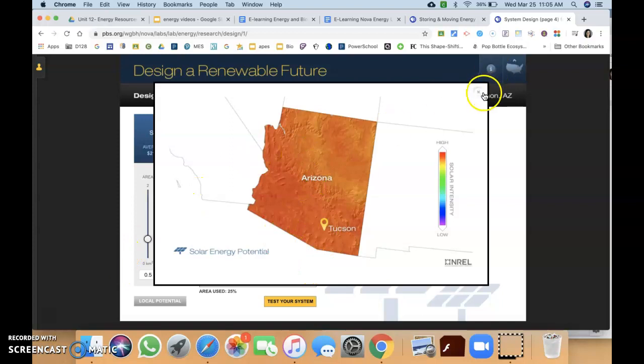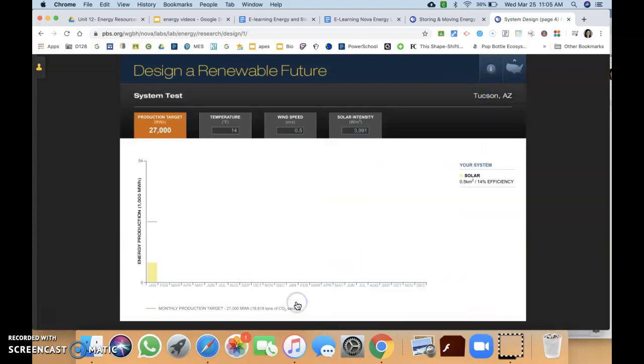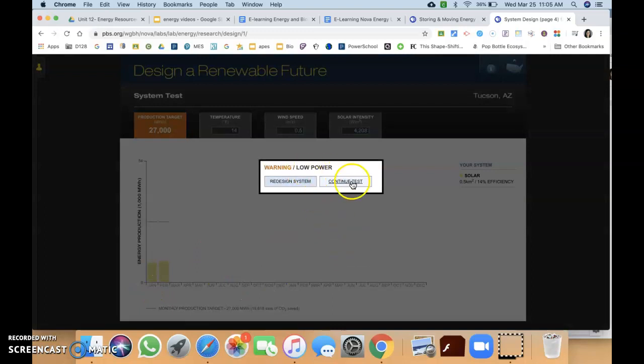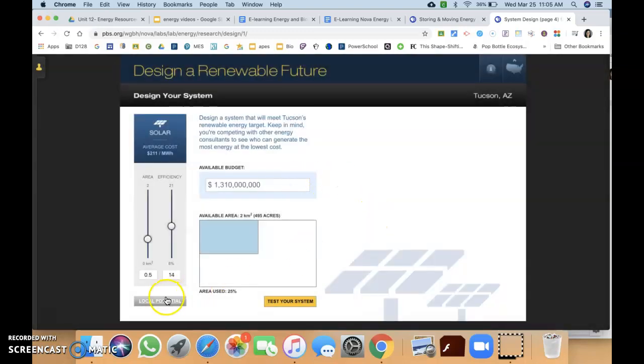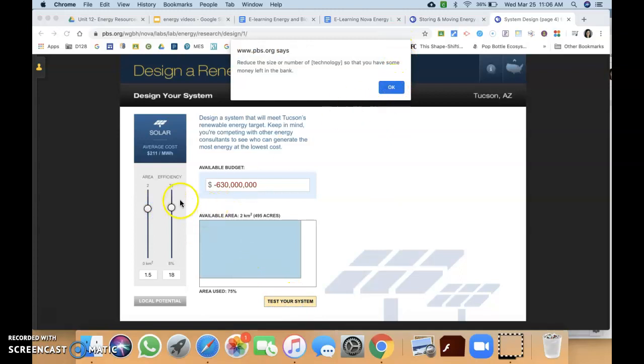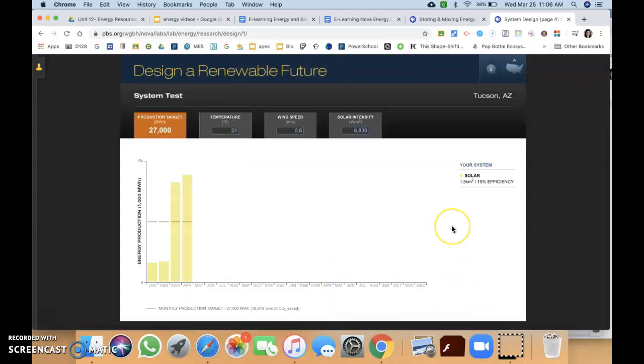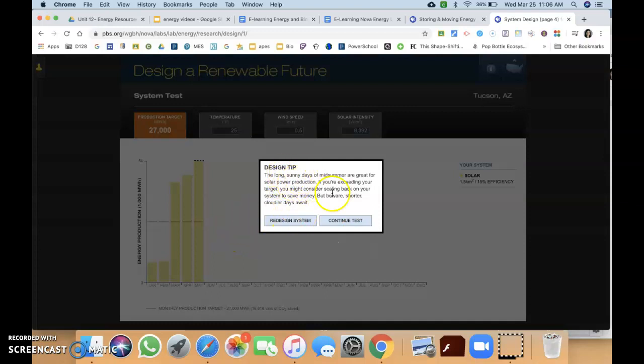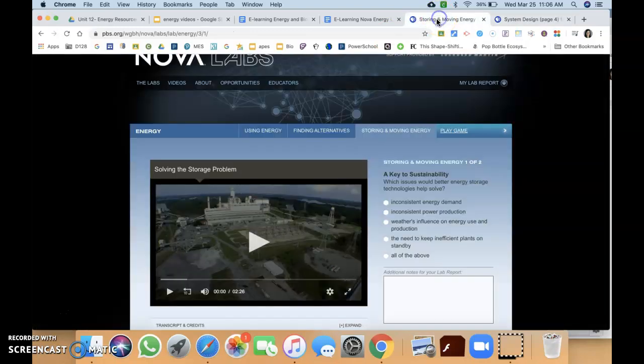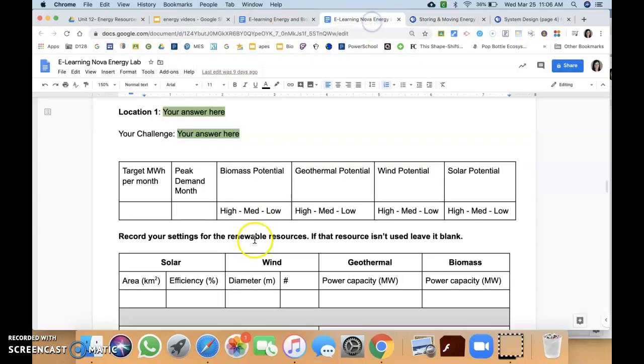So you can make adjustments, take a look at the data that's been given to you, and test your system. Again, I was too low. I can redesign and retest and continue on with my project. But when I'm ready to go, oops, I'm over my budget. When I'm ready to go and have the rest of the testing done, I can then, there we go. So here are the design tips. You can continue testing or you can redesign. So you can go back and forth, taking a look at all the different things that you want to adjust.